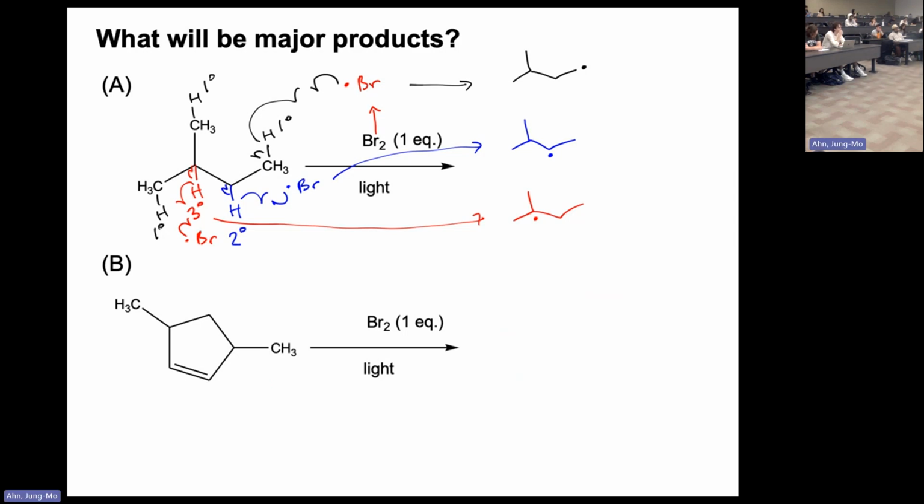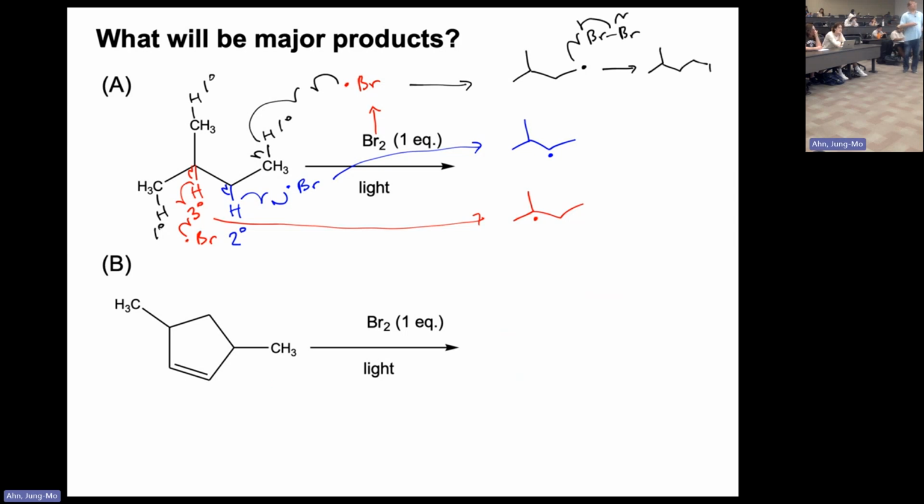Which of those three will most likely be produced more? The more stable one will be produced more. That's the idea. So is the primary more stable, or the secondary more stable, or the tertiary more stable? That's the kind of thinking that we were talking about before. Tertiary radicals are more stable, and I haven't given you the reason yet, but tertiary radicals are more stable than the secondary radical, than the primary radical. Among these three different species, the one most likely to form more is the tertiary radical.